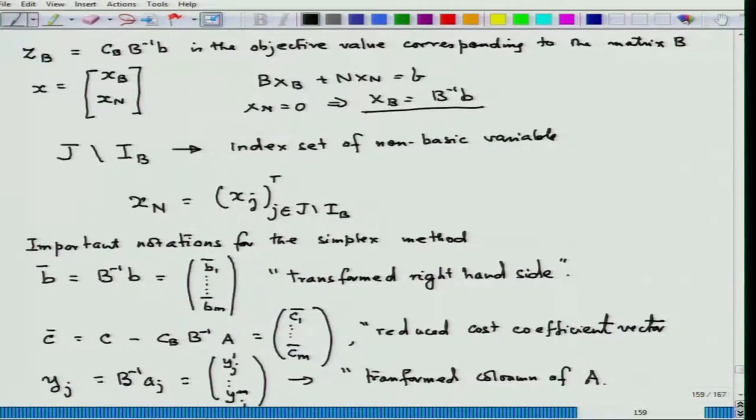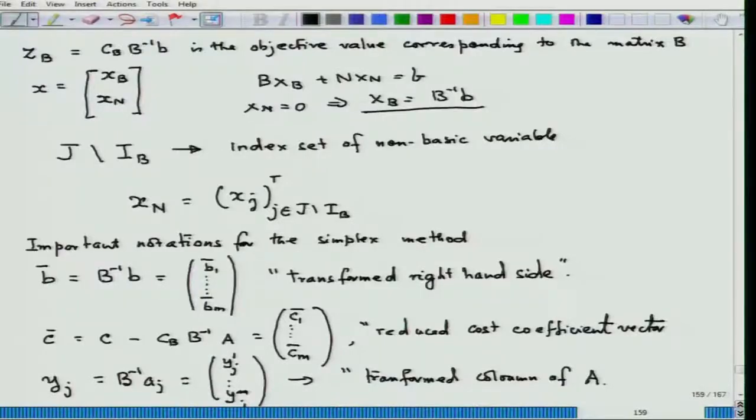So, CB minus that, CN minus this, because this can be written as CB minus CB B inverse capital B, which is I, so it will become CB minus CB and then I would have C bar N. So, I will just work it out carefully.